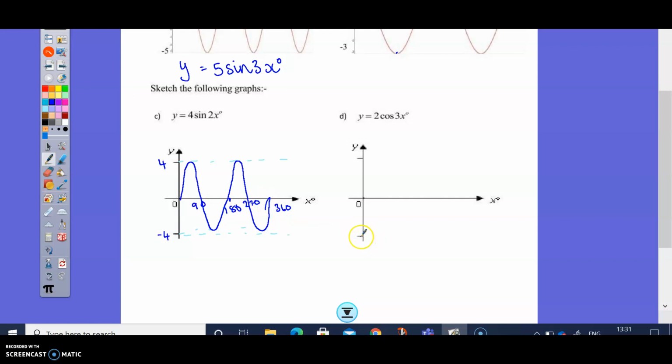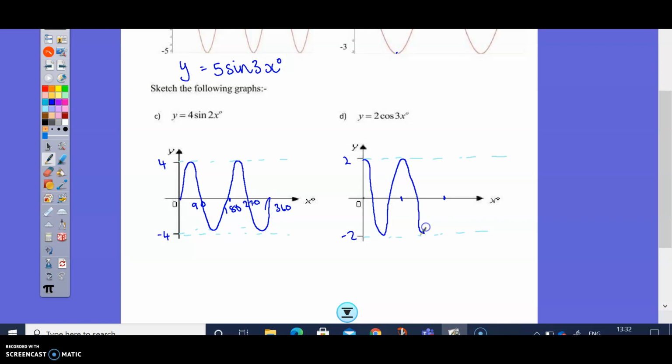Okay, next one, 2 cos 3x, goes up to 2, down to -2. Again, I'm just going to put some dotted lines in here, just helps my eyes. I'm going to be a bit wonky there, even with my dotted lines. Okay, and I want 3 of them in 360. I'll split this into 3. It's roughly 3. Try that again. That's better. So I'm starting up here, to go round and down and back up to 2.